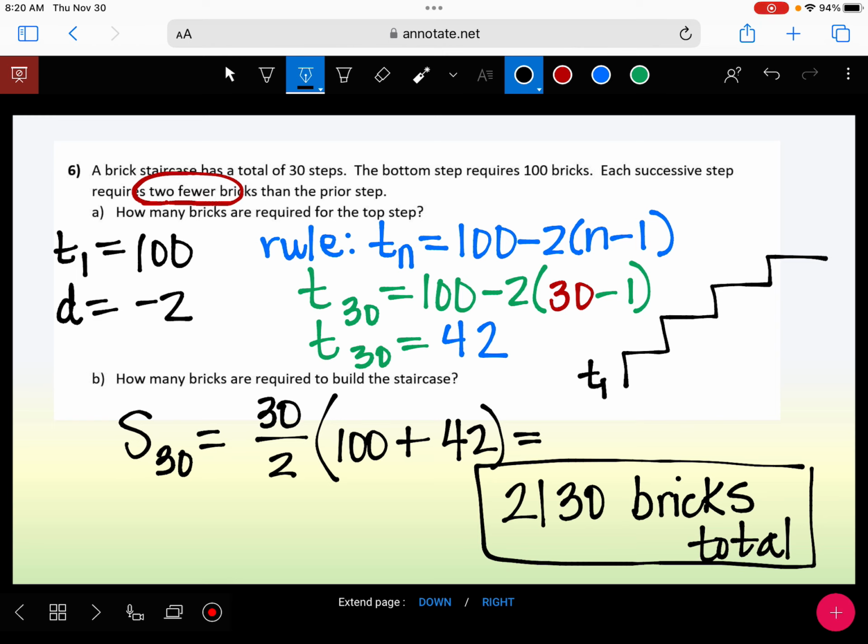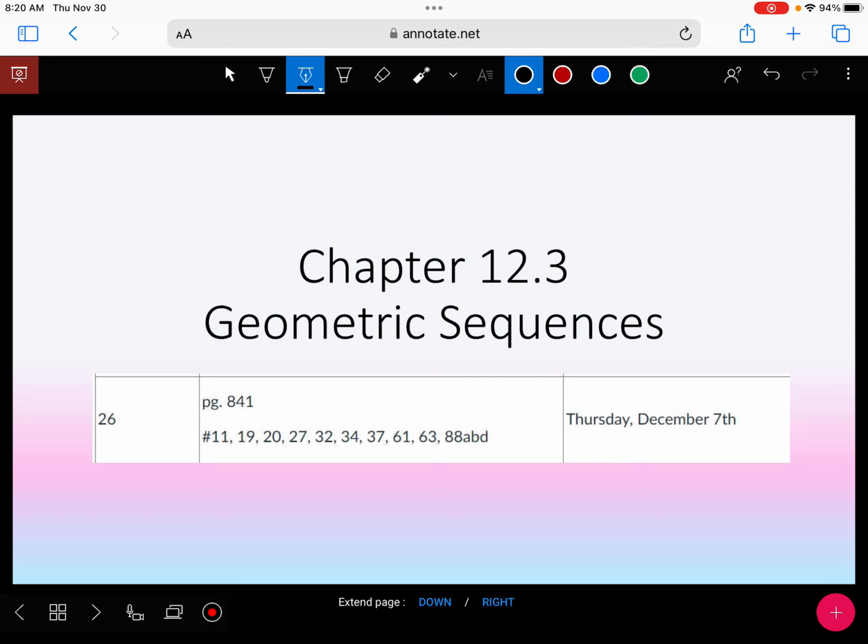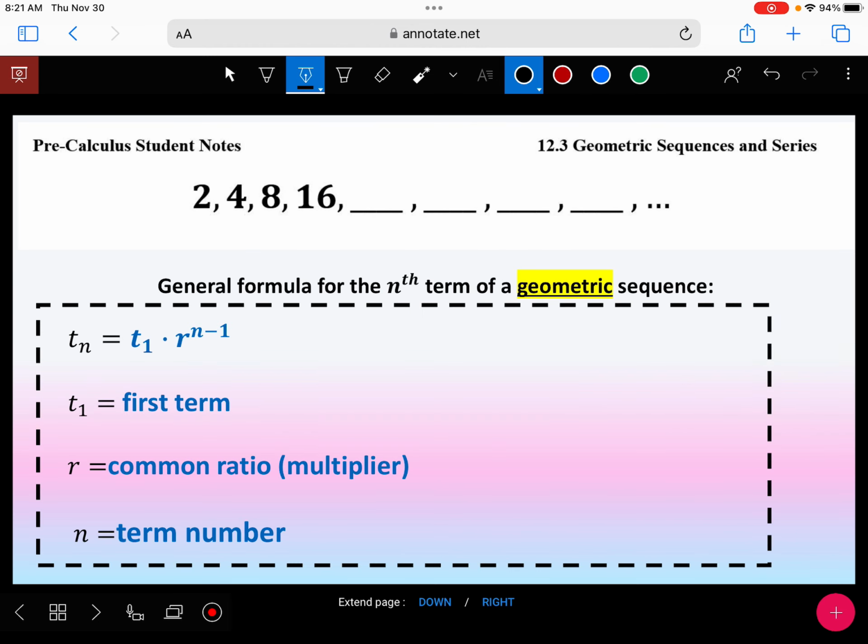So now we're going to talk about a new type of sequence. And this is called a geometric sequence. So 12.3 is geometric. This is homework 26. We only have 27 homeworks and we're done. So homework 26 is geometric sequences. That's due next Thursday. Homework 25, which is over arithmetic, is due tomorrow. Okay, so let's go ahead and get started with our geometric.